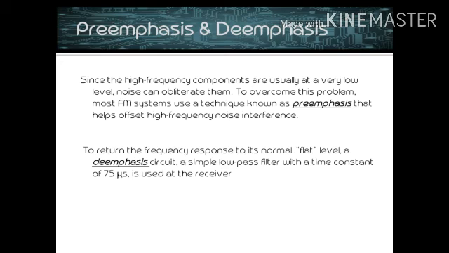Now for the difference between preemphasis and de-emphasis. Since the high-frequency components are usually at a very low level, noise can obliterate them. To overcome this problem, most FM systems use a technique known as preemphasis that helps offset high-frequency noise interference. To return the frequency response to its normal or flat level, a de-emphasis circuit, a simple low-pass filter with a time constant of 75 microseconds, is used at the receiver. The combined effect of preemphasis and de-emphasis is to increase the signal-to-noise ratio for the high-frequency components during transmission, so that they will be stronger and not masked by noise.